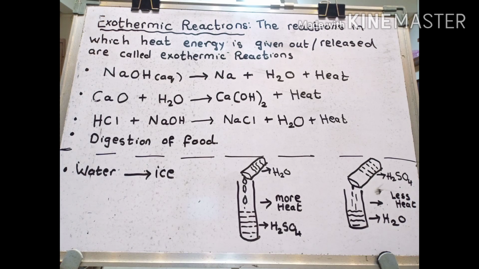Now let us look at some physical processes which are exothermic. Right? We have just now had a look at some chemical reactions. Let's look at some physical processes. The phenomenon of water turning into ice is a very good example of an exothermic physical process. What happens is that when you try to convert water into ice by putting it in a refrigerator or a freezer, the heat energy within water is given out and it loses its heat energy and gets converted into ice.